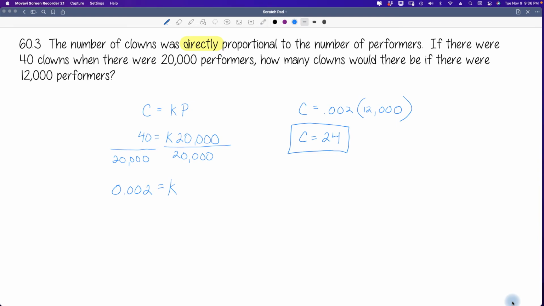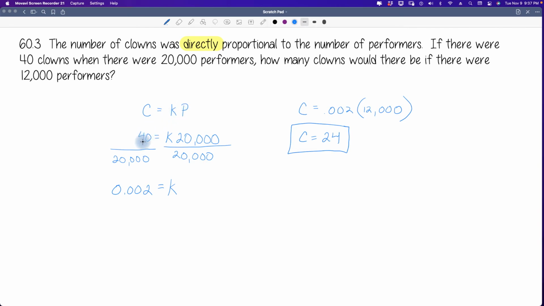All right, if you got the answer that there would be 24 clowns if there were 12,000 performers, good job. That is the correct answer. So how did we get there? If you didn't get 24, let's go through this so that we can see where you made a mistake. So the number of clowns was directly proportional to the number of performers. So C equals constant K times P. So the number of clowns was 40.